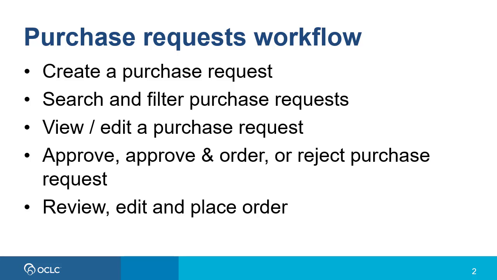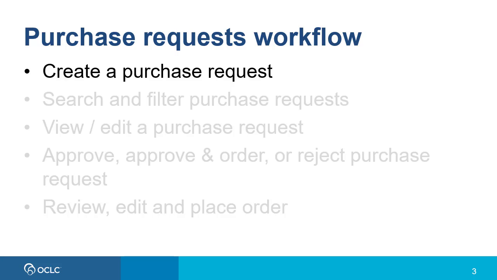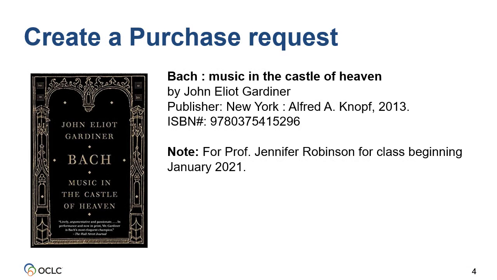Finally, for items you have marked as approved or approved and ordered, you'll need to review, edit, and place the order in WorldShare Acquisitions. So first we'll create a new purchase request. So I received a purchase request for the title, Bach, Music in the Castle of Heaven. I also have the author and the ISBN and some publication information.